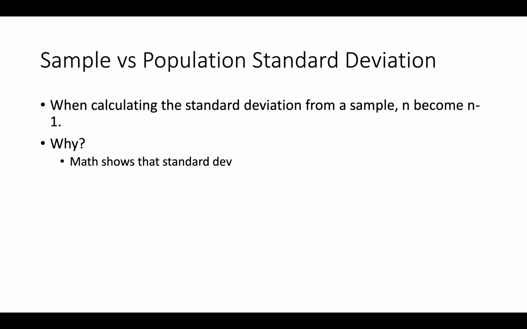There were some math theorists along the way that showed that if we just divide by n, we are underestimating the size of our standard deviation when we take a sample from a population. So what we have to do is, these statistical programs adjust our n, they take 1 off our n. That'll make our standard deviations larger, right?